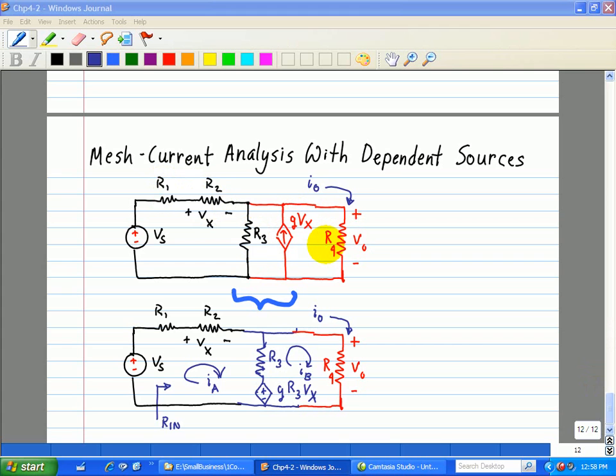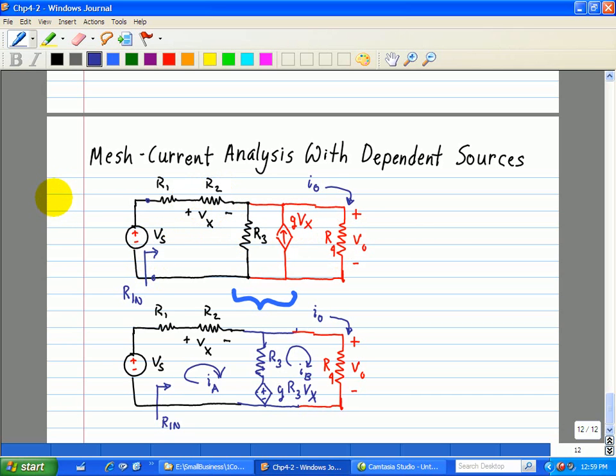We're going to formulate mesh current equations for this circuit, and then we're going to use the mesh equations to find VO, which is the voltage across R4, and Rn, which is shown right here, our input resistance, looking right through this circuit at the terminals here and here. Now we note that this current dependent source is a function of Vx, where Vx is the voltage across R2. So once again, we're going to use the mesh equations to find VO and Rn.